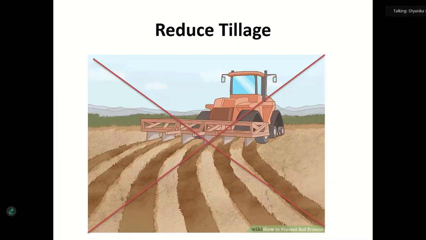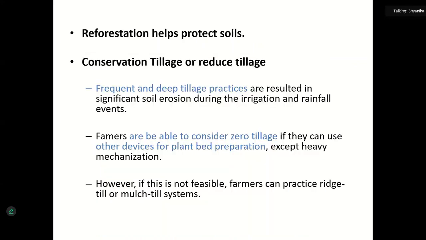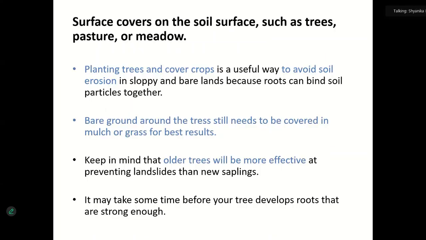So we are not recommending heavy machinery in agricultural plants or agricultural fields, because the more they are used, the more soil compaction happens, soil aeration gets reduced, right? Soil infiltration definitely declines. So those are the serious problems of deep tillage.